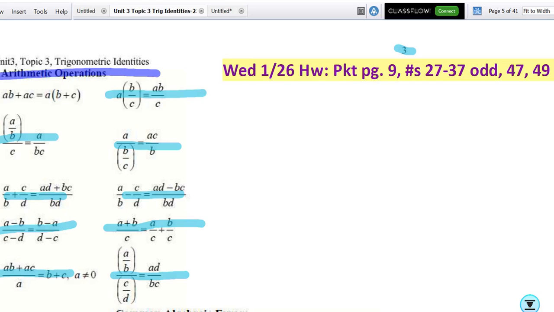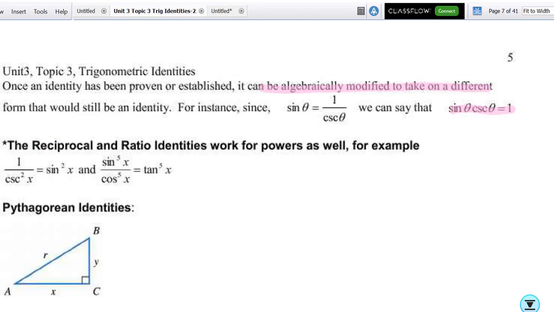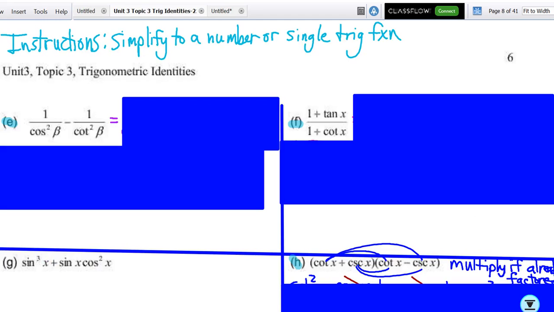So we're going to continue where we left off on page 6. On page 6, there are problems that we didn't do, and those are the ones I'm going to focus on today. The instructions for this are on the previous page. They say simplify to a number or a single trig function. So when I'm looking at E, I see two fractions, and normally in these kinds of problems, when you see two fractions, you need to combine them in order to simplify to a number or a single trig function.